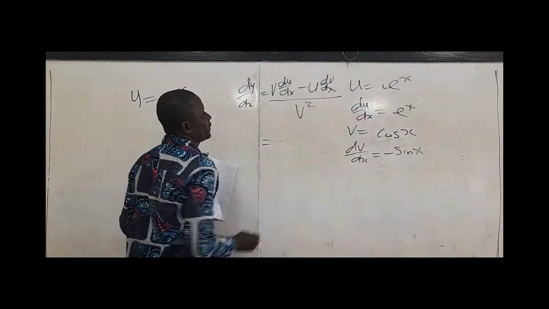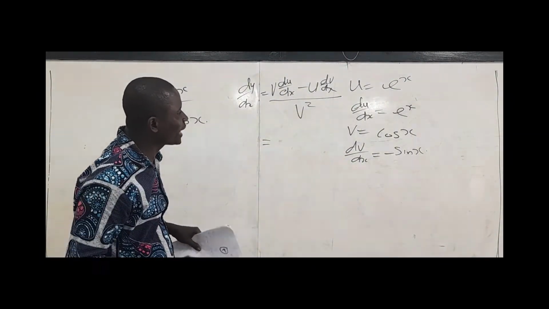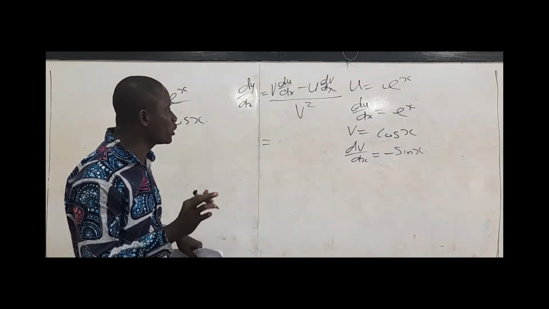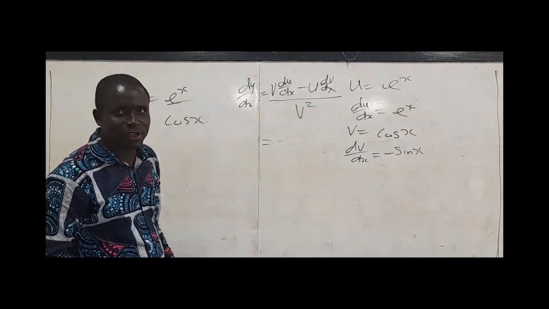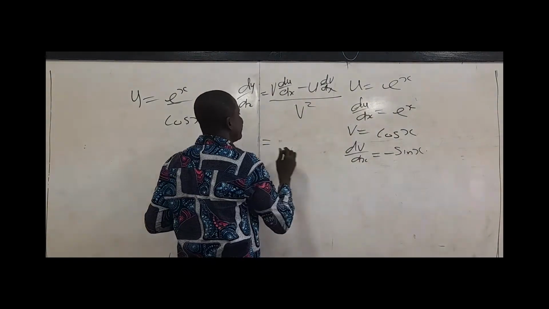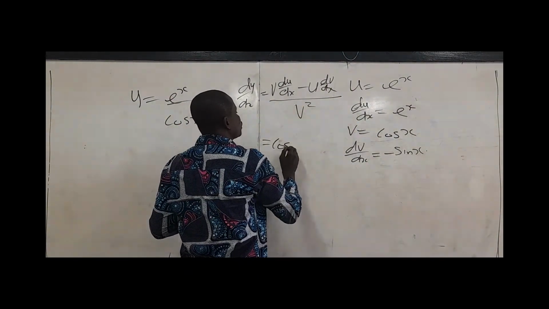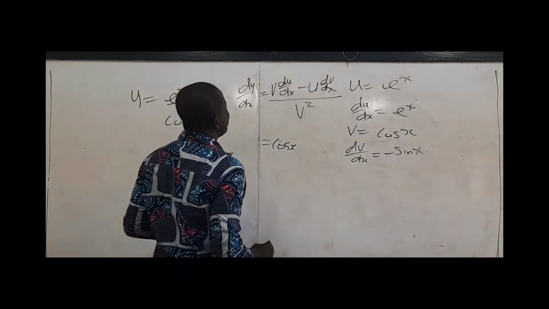What is the v? Where is your v? Look at it and tell me the v as you are in your various rooms, those in America, those in wherever. Look at it. Where is the v? The v is here, okay? We have cos x.